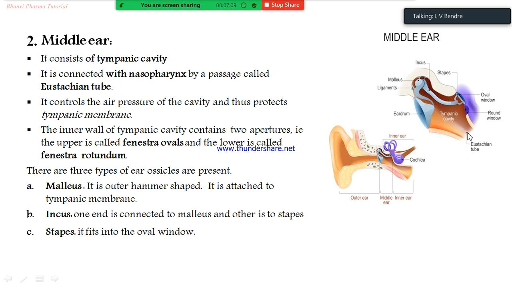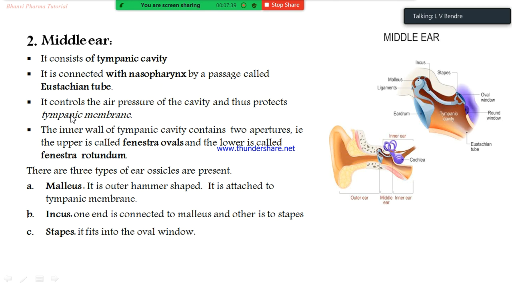The tympanic cavity is connected to the eustachian tube. It is connected with the nasopharynx by a passage called the eustachian tube. The continuation of the tympanic cavity connects to the nasopharynx through this passage, known as the eustachian tube.